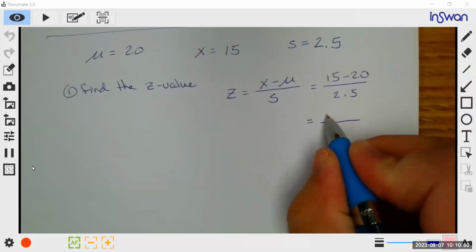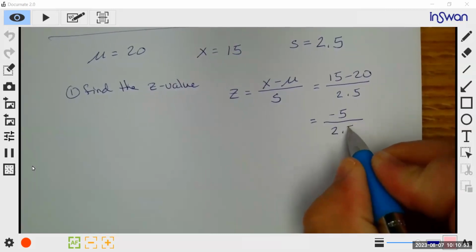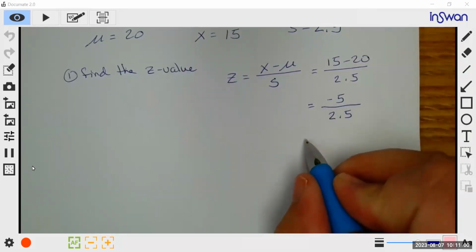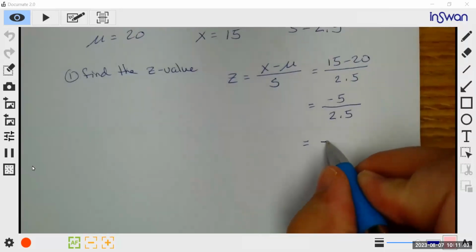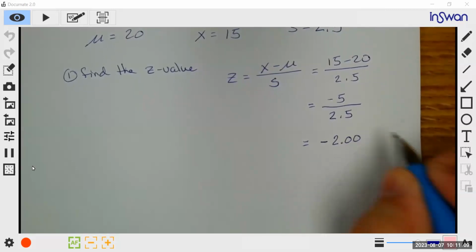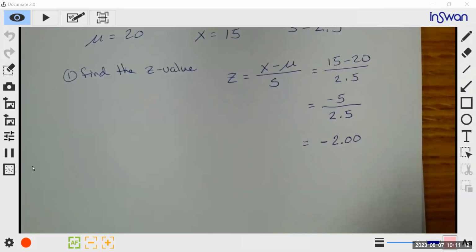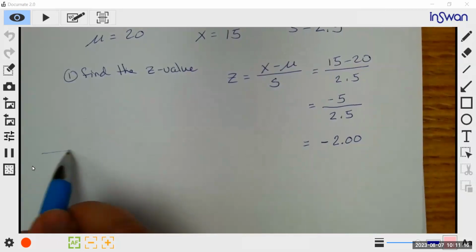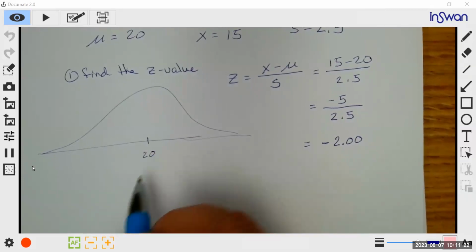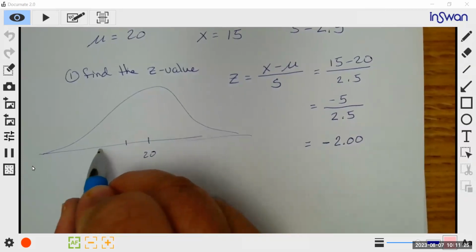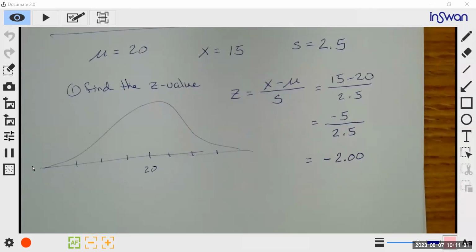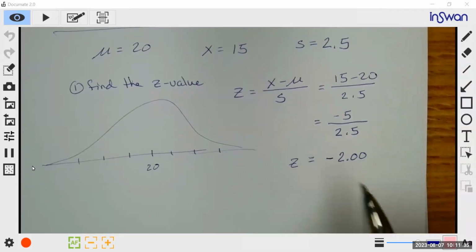15 minus 20 is -5 over 2.5. So the answer is going to be negative. 2.5 goes into 5 how many times? 2 times. So that's our Z number.